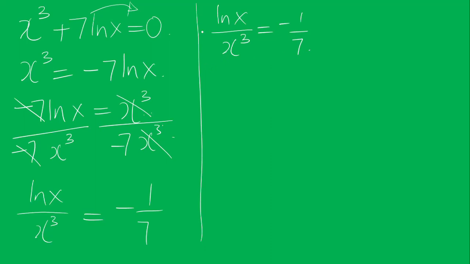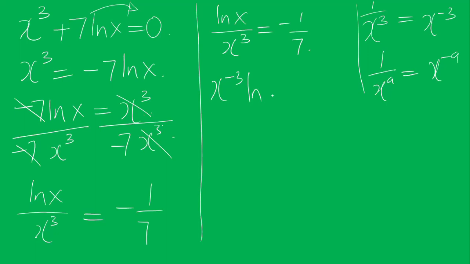So what I would do next is change this expression according to the laws of indices. 1 divided by x to the power 3 is the same thing as x to the power minus 3. Just like the law says, 1 divided by x to the power a is the same thing as x to the power minus a. So this expression, we are going to make use of it. Using it here, the left-hand side will now be x to the power minus 3 times natural log x is equal to minus 1 all over 7.